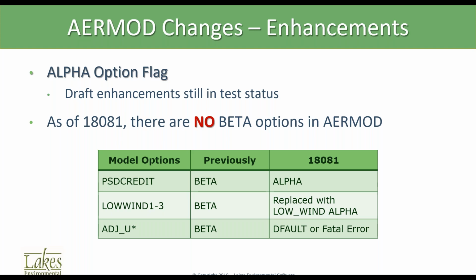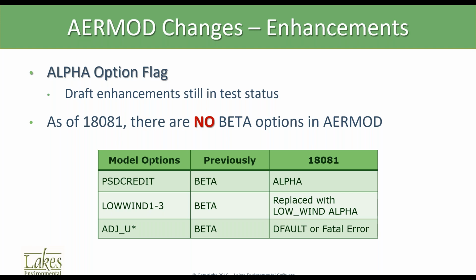Now, in earlier versions of the AERMOD model, there were three primary beta options: the PSD credit keyword, low wind 1, low wind 2, and low wind 3, and the adjust U star method. All of those were beta non-regulatory default options. With the 18081 model update, they've mostly been reclassified. PSD credit is now an alpha option because it is still being tested and is still considered a draft addition to the model. The 3 low wind options, 1, 2, and 3, have been replaced with a new alpha option called low underscore wind, which we'll talk about on the next slide.